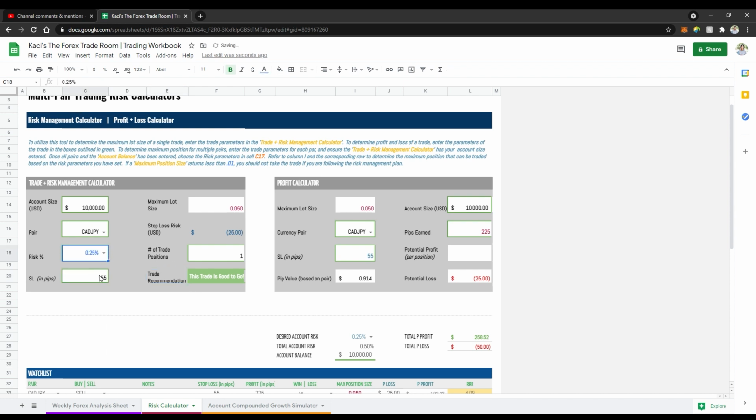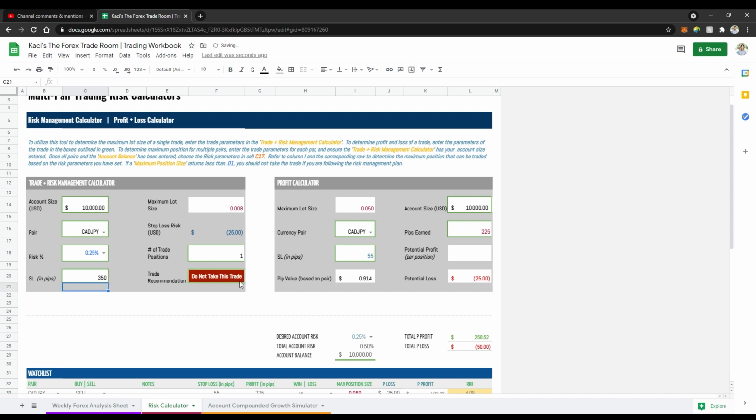So if I drop this down and say I got a 125 pip stop loss, that was backwards. Let me make it 200 pip stop loss. Why is this? Hold on. All right, there we go.